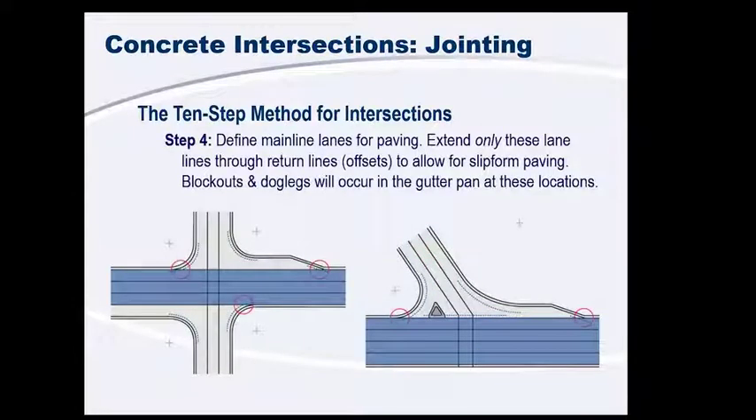So next, we want to think like a contractor would think: how do I actually want to pave through this? If I can use a slip-form paver through this intersection, it's obviously going to be a lot easier than placing it by hand. So define your mainline lanes for paving.